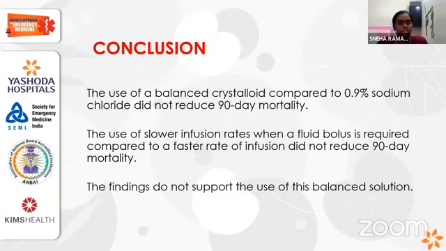So the conclusion is, the use of a balanced crystalloid compared to 0.9% sodium chloride did not reduce the 90-day mortality. And the use of slower infusion rates when a fluid bolus is required compared to the faster rate of infusion did not reduce 90-day mortality. The findings do not support the use of the balanced solution. Thank you.